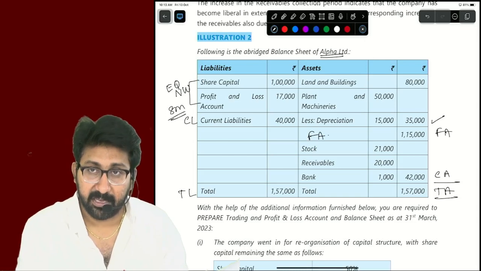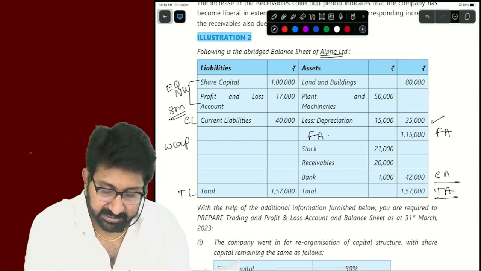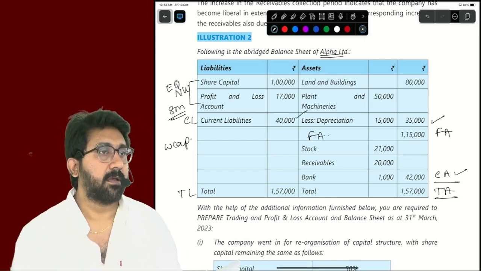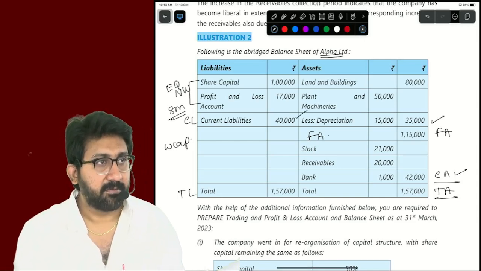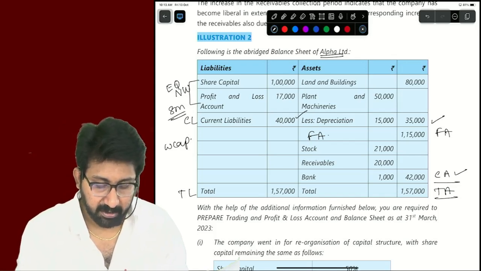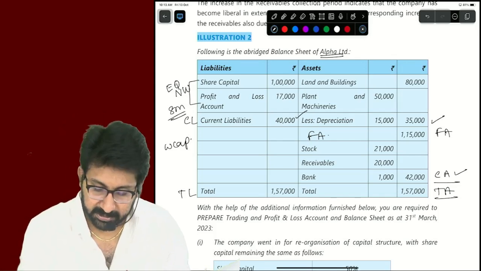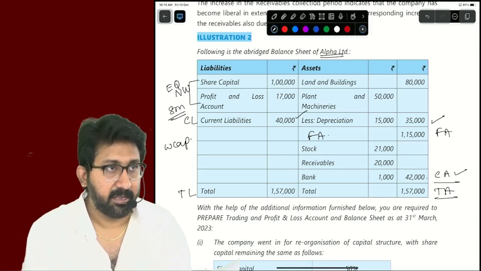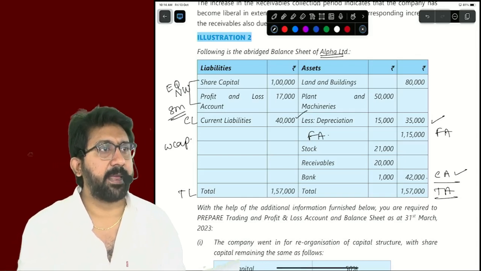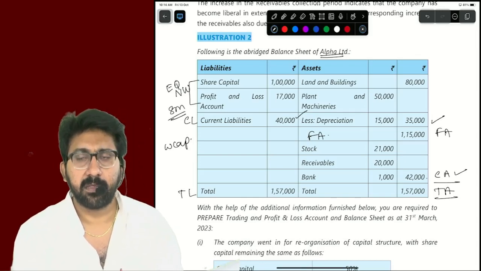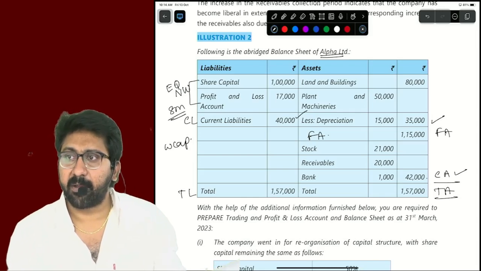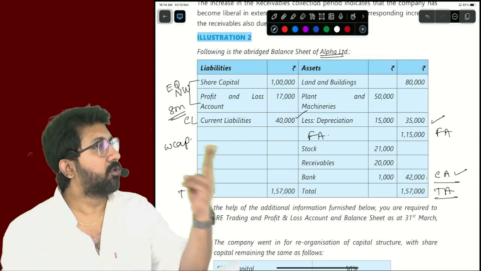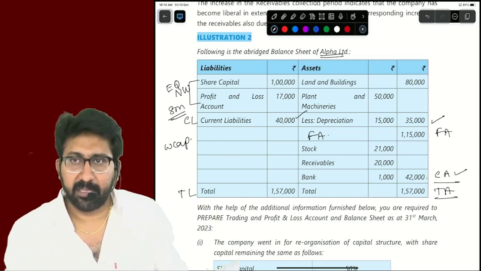So technically, working capital in the existing situation is 42,000 minus 40,000. How much are the current assets? 42,000. What is the current liability? 40,000. Understood? That means current assets are capable of paying current liabilities or not? Technically, the company is in a difficult situation. Do you know why? After paying them, only 2,000 is left out for the company. That's how we can understand.